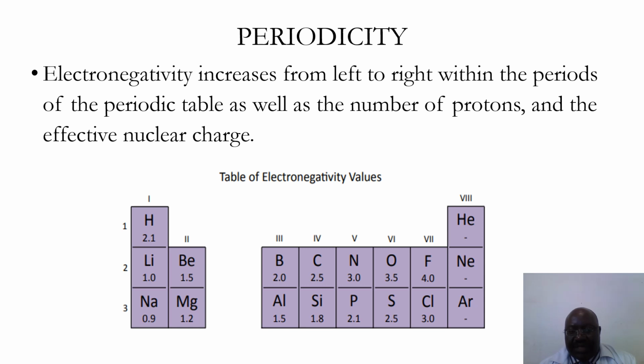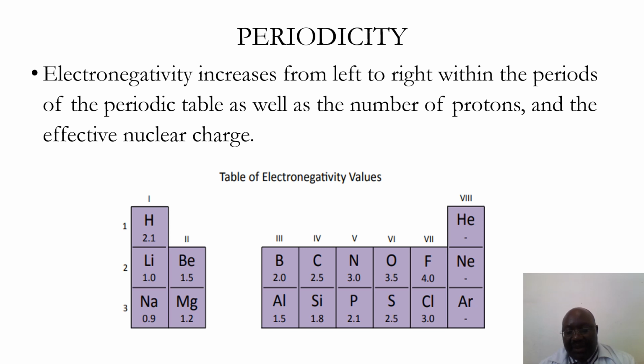The electronegativity increases from left to right within the periods of the periodic table, as well as the number of electrons and the effective nuclear charge. Here there are three properties being mentioned: as we move across the period, electronegativity increases. It increases from left to right, meaning as we move from group 1 to group 7. We also find that the number of protons is increasing, and it has an implication. Protons are found in the nucleus. Therefore, it implies that the effective nuclear charge keeps on increasing as we go towards the right.